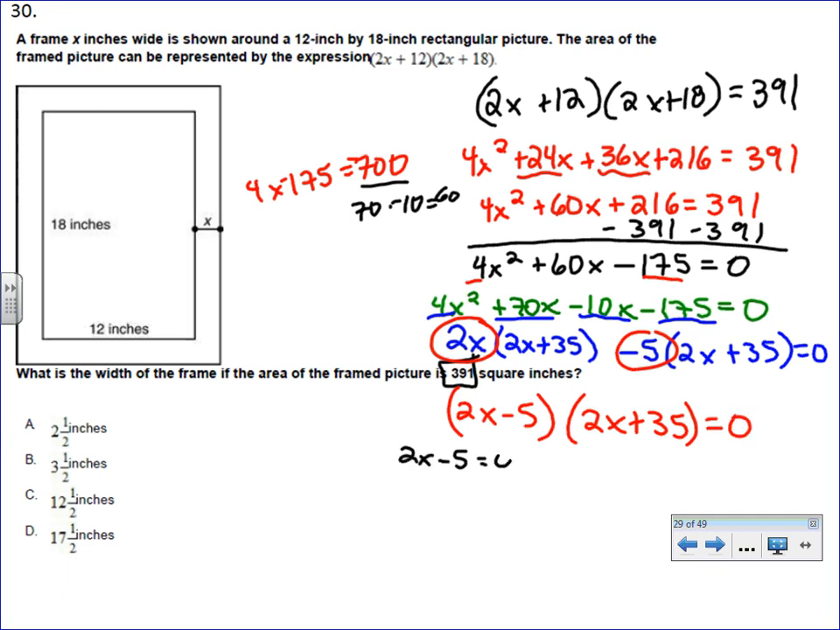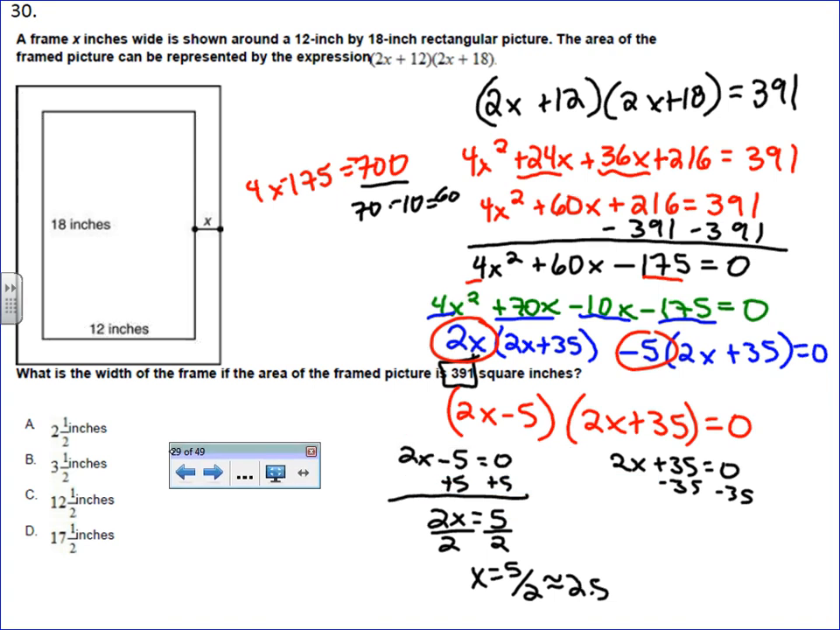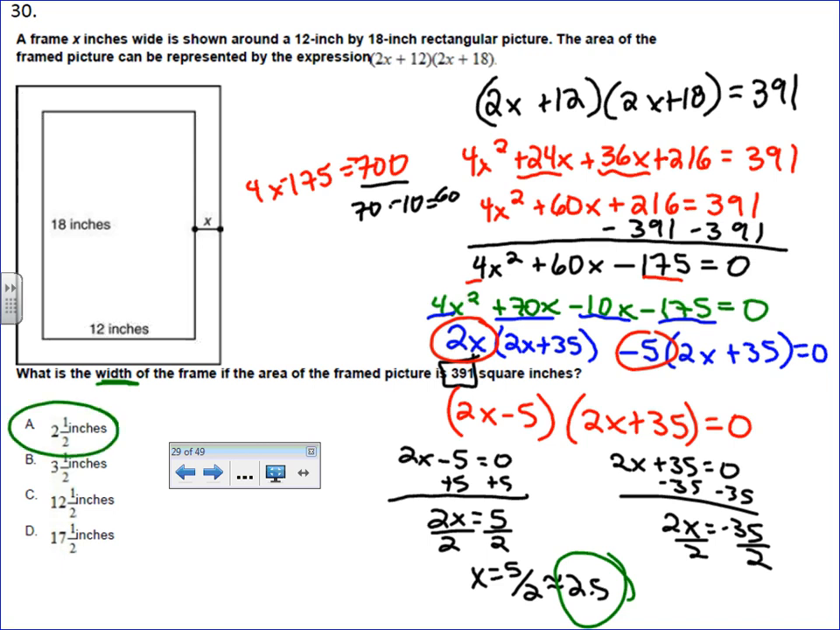I set them both equal to 0. 2x minus 5 equals 0. 2x plus 35 equals 0. Plus 5 on one side, minus 35 on the other. 2x equals 5. That means x equals 5 over 2, which is 2.5. On this side, I get 2x equals negative 35, divided by 2. Okay. This is a negative answer, and it says what's the width. Notice all my answer choices are positive, so I need a 2.5.